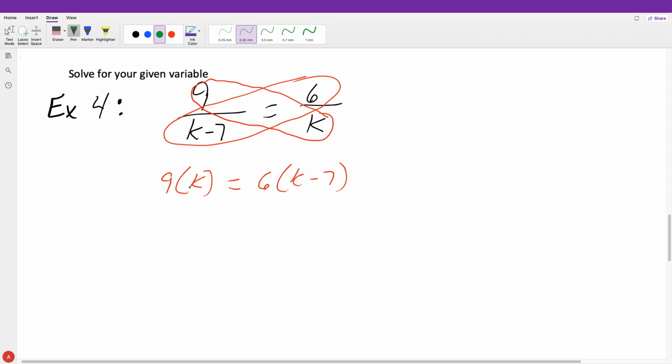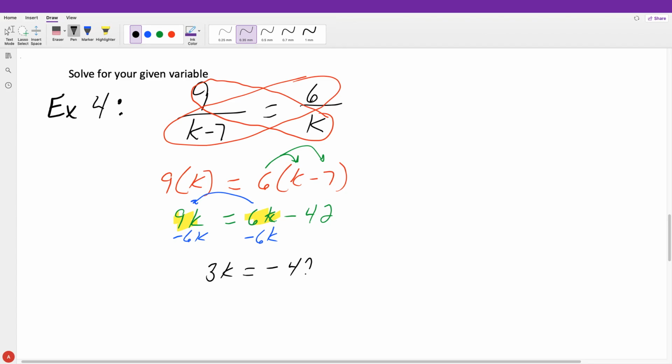Now let's simplify each side of our equation first. So 9k will just be written as 9k. And we're going to distribute the 6 in and get 6k minus 42. Now I look and see, oh, I have variables on both sides of the equation. So now I need to go ahead and move all of my variables to one side. To do that, I will subtract 6k from both sides. And 9k minus 6k is going to give me 3k. And now 3k is equal to negative 42.